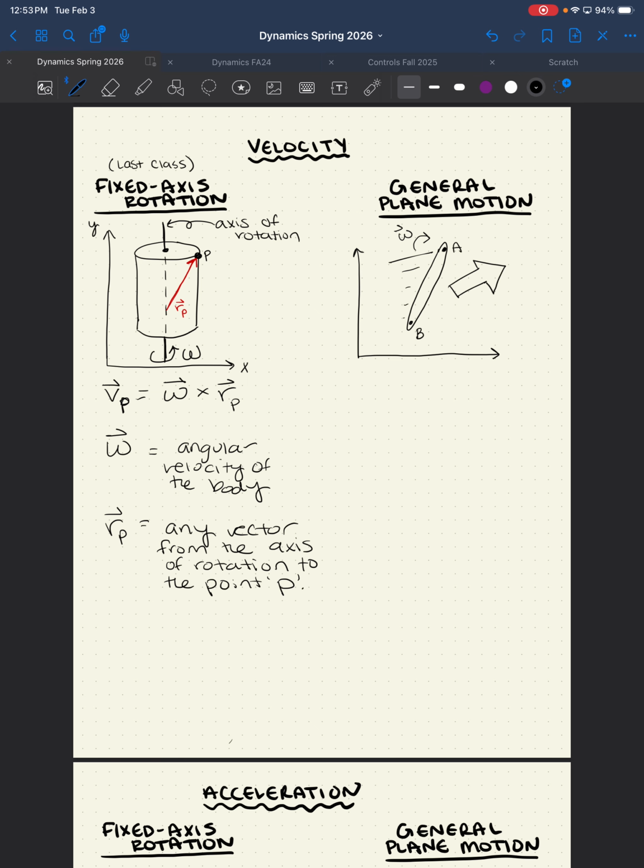So here's the beauty of our general planar motion: if I want to understand the velocity of point B, and I know something about the velocity of point A, I can write velocity of B like this. Now, which of these terms do you think correlates with the translation, and which one correlates with the fixed axis rotation?